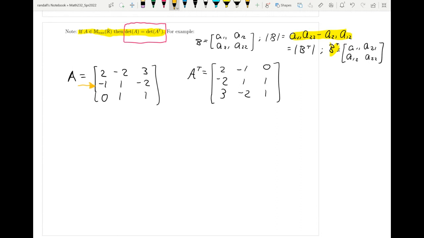Okay, or sorry, I'm going to expand across the second column of A. So let's write it out here. So the determinant of A will be, so I'm going to leave out those factors of plus or minus 1. I'm just going to put them in when I see that there is a factor of minus 1.